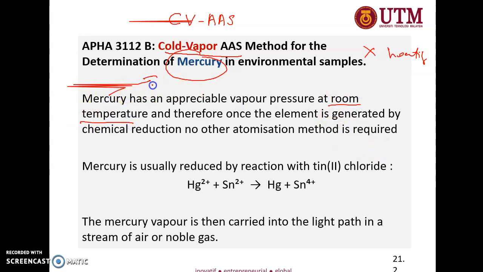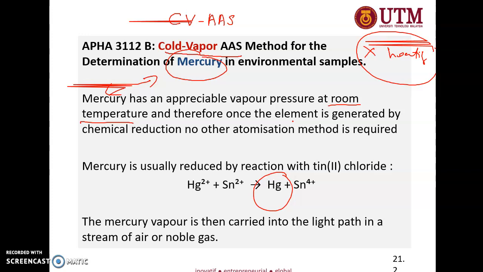Why? Refresh your inorganic chemistry once again. Mercury has appreciable vapor pressure at room temperature, and therefore at room temperature itself it can be reduced to atoms, so we don't need any heating. But what if we apply heat to mercury? Easy, mercury will be vaporized and it is just gone with the wind. We cannot analyze any mercury when it is volatilized at high temperature.